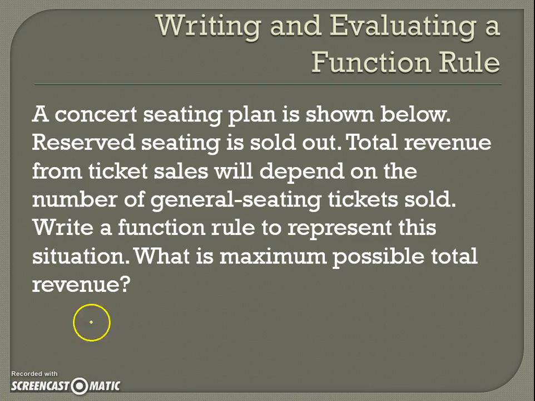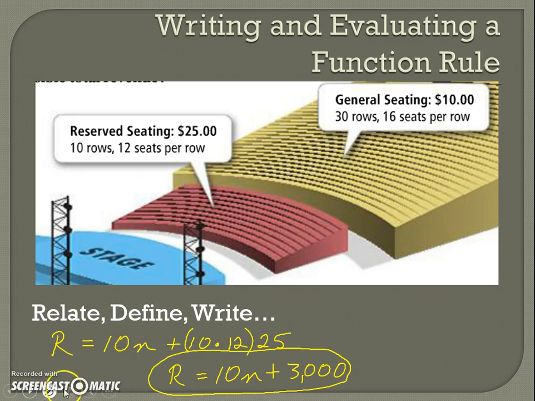Let me go back here. What is the maximum possible revenue? The maximum possible revenue is going to be finding out, well, how many seats can I sell here? So 30 times 16 is 480. So that's the most tickets that I could sell for this. So in order to find out the total revenue max, I take 480 and I put it in here.